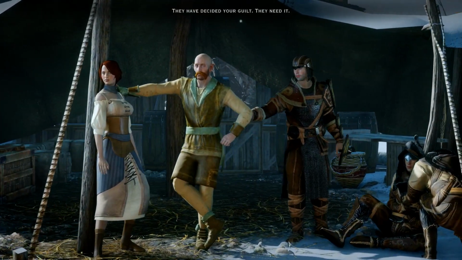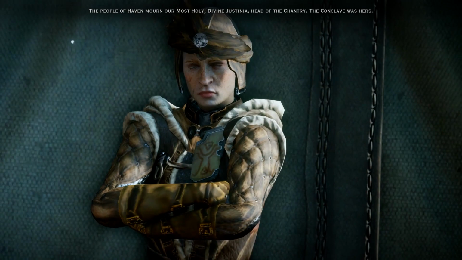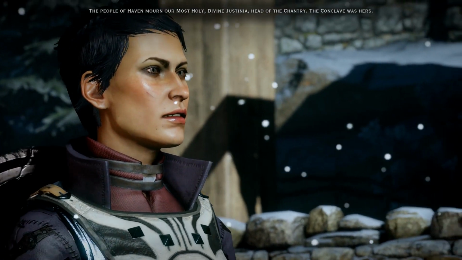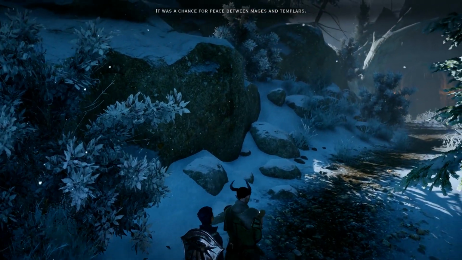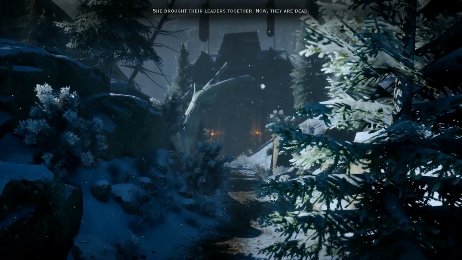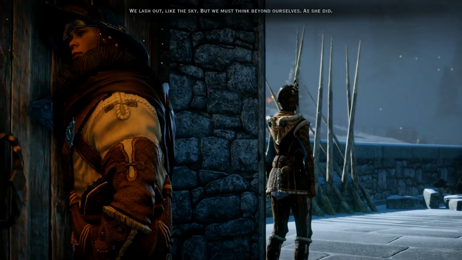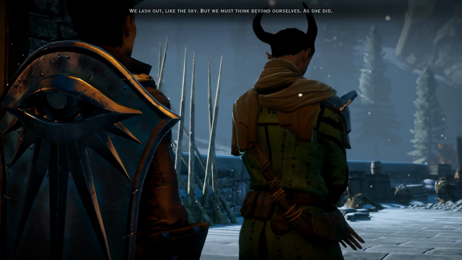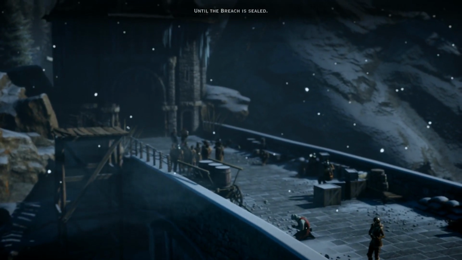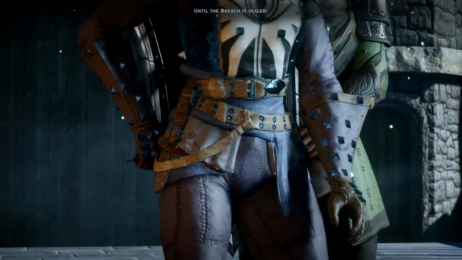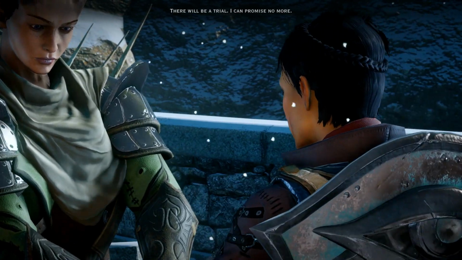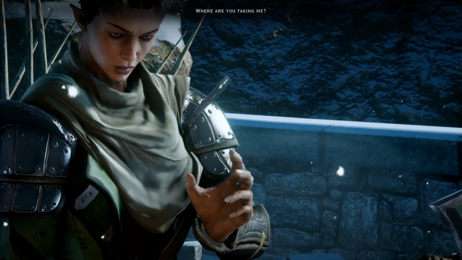They have decided your guilt. They need it. The people of Haven mourn our most holy, divine Justinia, head of the Chantry. The Conclave was hers. It was a chance for peace between mages and templars. She brought their leaders together. Now they are dead. We lash out like the sky, but we must think beyond ourselves, as she did. Until the breach is sealed. There will be a trial. I can promise no more. Come. It is not far. Where are you taking me?